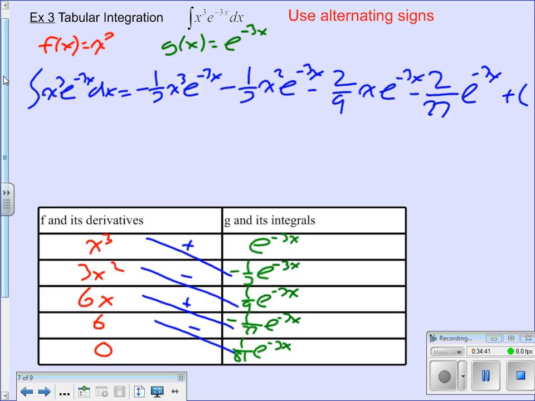But instead of having to do UV sub, and then another UV sub, and then another UV sub, that's what that does for us. u, du, dv, v, dv, v, dv, v. So we're doing the antiderivative each time. We're doing the derivative each time. This would be the u dv choice for the second integral. This would be the u dv choice for the third integral. This would be the u dv choice for the next integral.